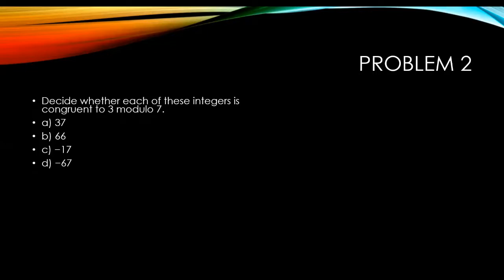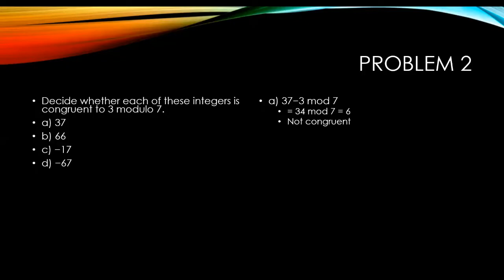Okay, so let's start with 37. So 37 minus 3 mod 7. The result is 34 mod 7. When we divide 34 by 7, the remainder is 6. So it means not congruent since it's not 0. It's not divisible by 7 when we subtract 3 from 37.